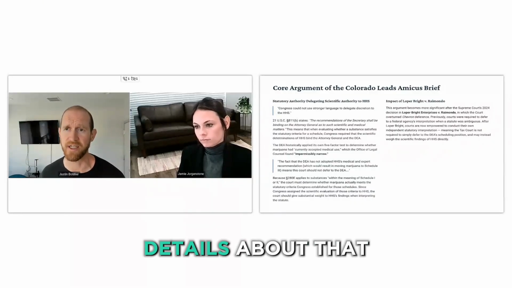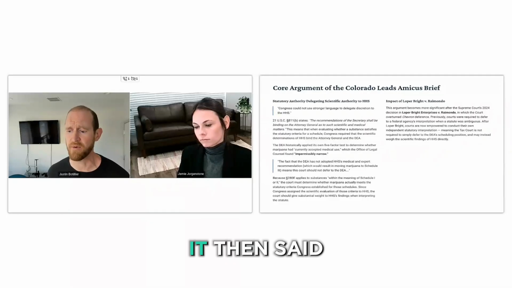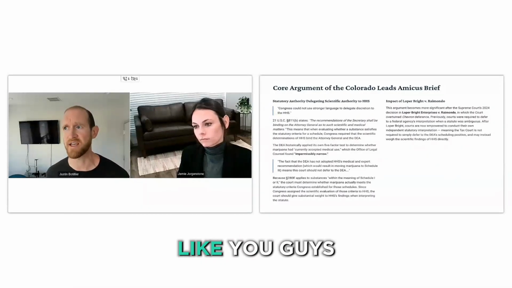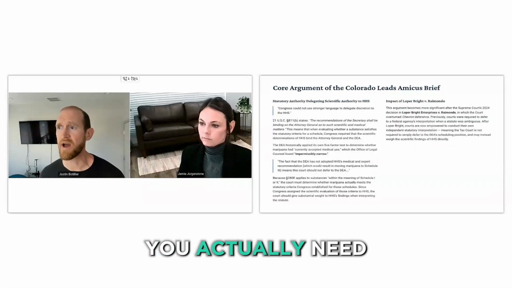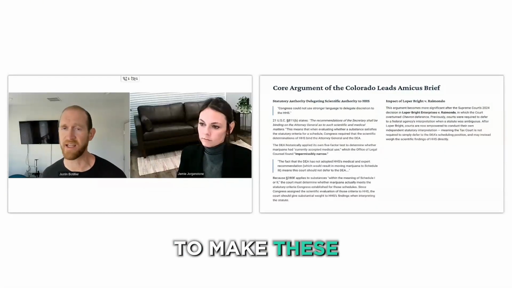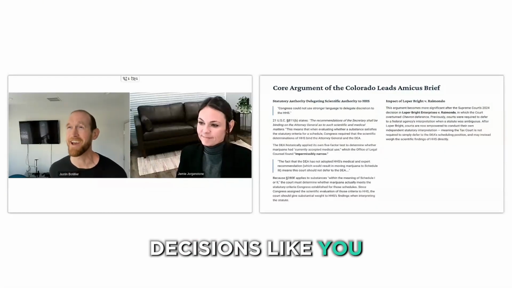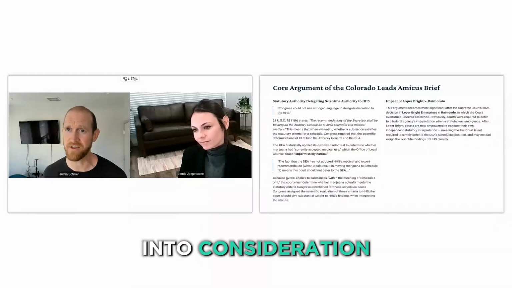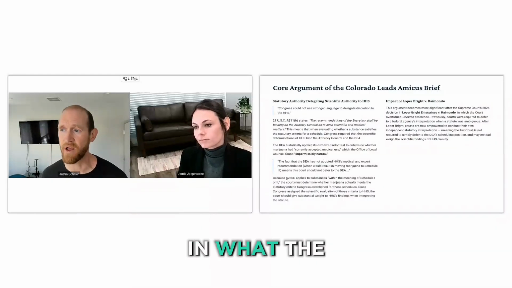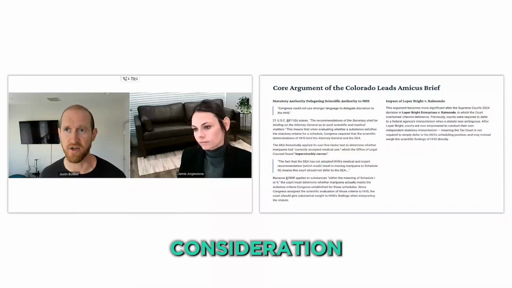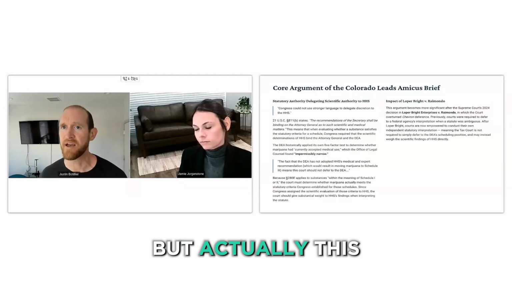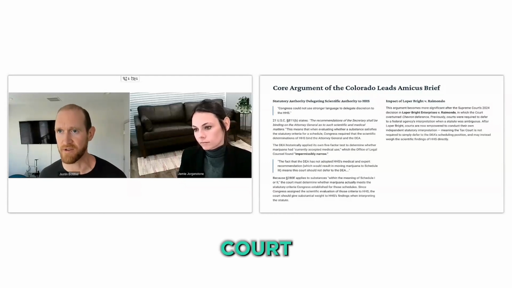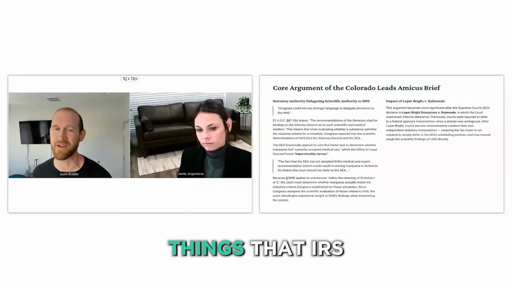And I don't know all the details about that, but essentially what it then said was, no, listen, you guys, courts, judges, you actually need to make these decisions. You take it into consideration. You should take into consideration what the agencies say, but actually this is your jurisdiction, court. And that is one of the things the IRS was saying.